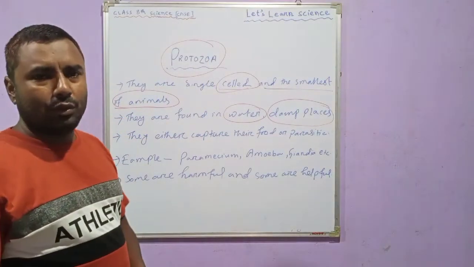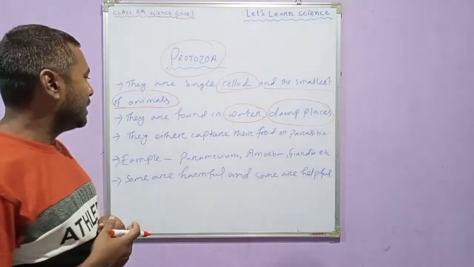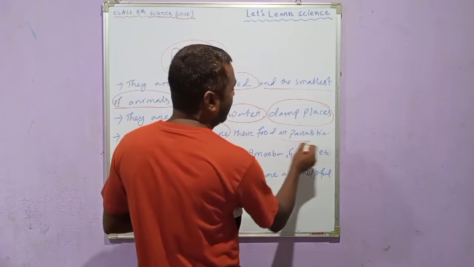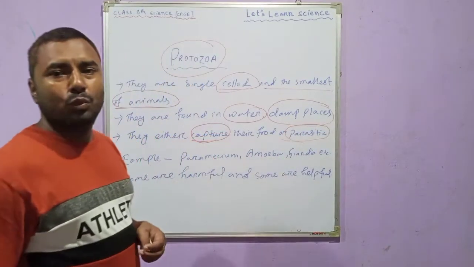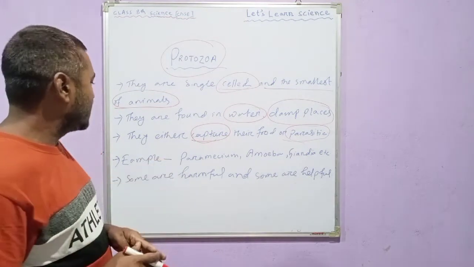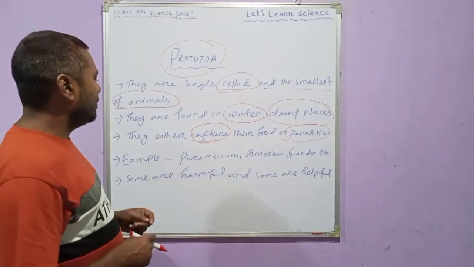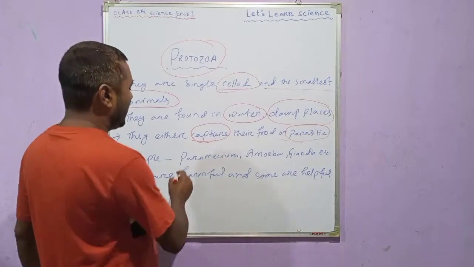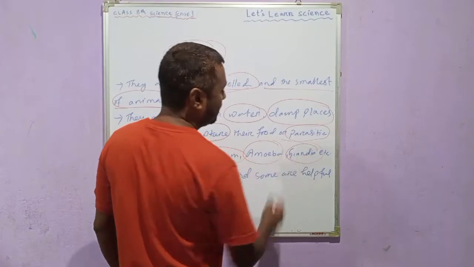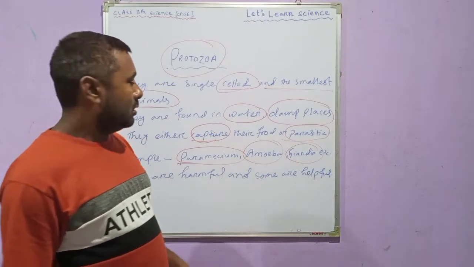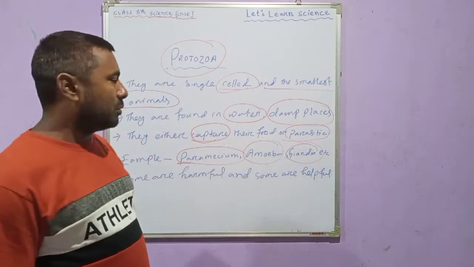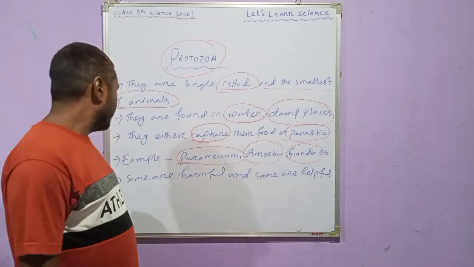How do they obtain their food? They either capture their food, or they perform the parasitic mode of nutrition. What mode of nutrition? Parasitic mode of nutrition. Some examples of protozoa are Paramecium, Amoeba, and Giardia. These are some of the examples of protozoa.